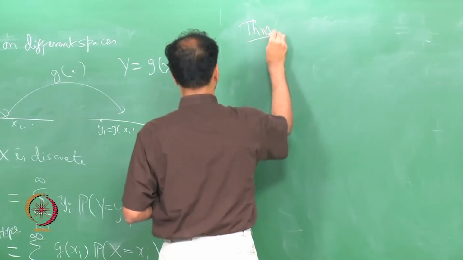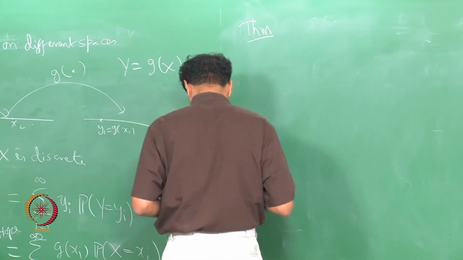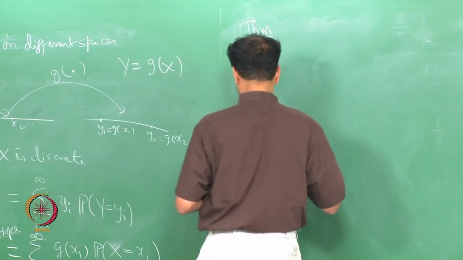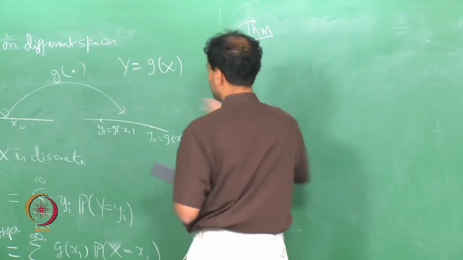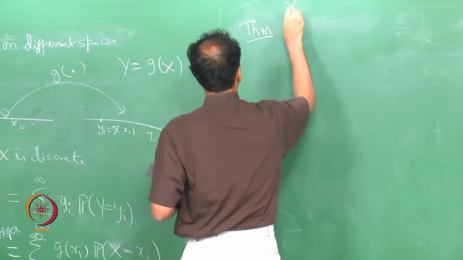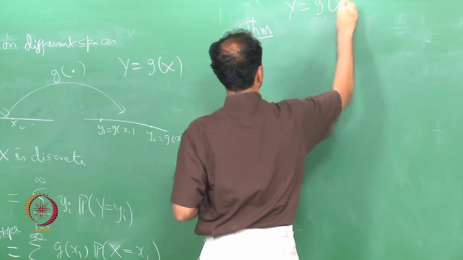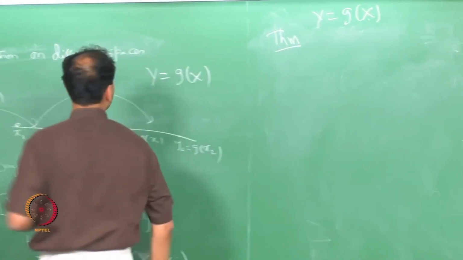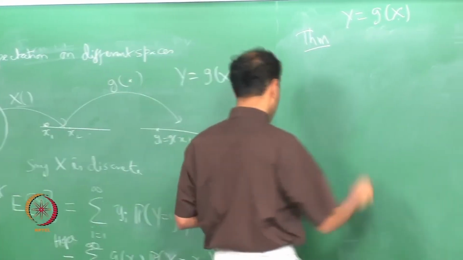So, this is an important theorem. You have this setting: y equals g of x, and x is a random variable on omega, F, P.